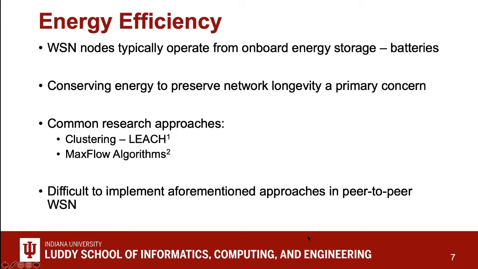And then max flow are very computationally efficient algorithms. The challenge is you need to have a model of the entire network at any given time. And with a peer-to-peer network and wireless sensor network, you typically don't have all the information of how many hops you need to get, or how the network looks. So you can't really maximize your flow of energy using those particular algorithms.